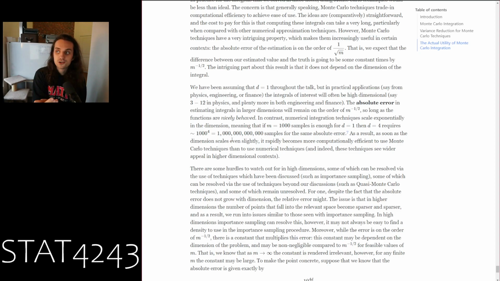So as you increase the number of dimensions, the number of samples that you need is going to blow up exponentially. However, if m equals 1,000 samples is enough for d equals 1 in the Monte Carlo case, then m equals 1,000 samples should be enough for d equals 4 in the Monte Carlo case. Because of this, while Monte Carlo tends to be less efficient in a single-dimensional problem, where you can get numerical integration that goes by faster, as the number of dimensions scales up, this is no longer going to be the case.